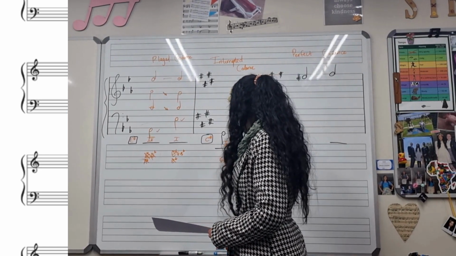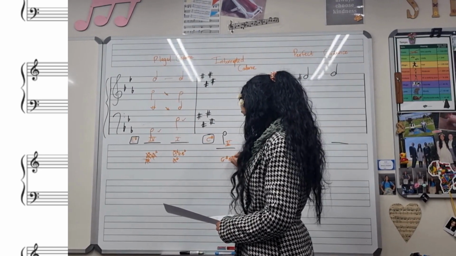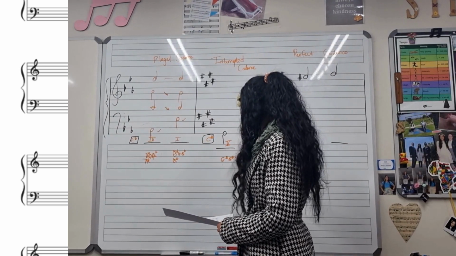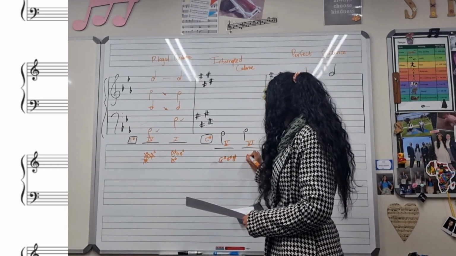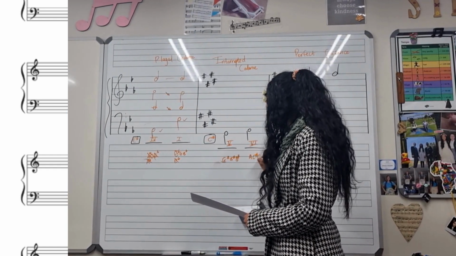So we're going to have G sharp, B sharp, because that is the 7th. Then we're going to have D sharp, lots of sharps here. Then we're going to go to A, C sharp, E.